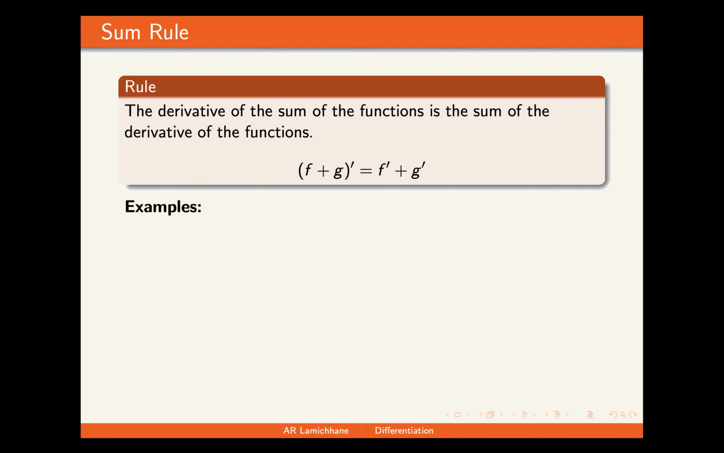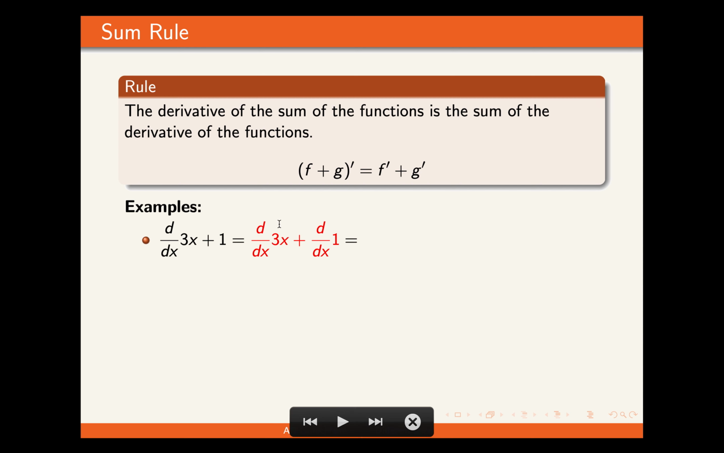Let's try to see some examples. Let's assume that our goal is to find the derivative of the function 3x plus 1. Then you can clearly see there are two functions. Let's say function f is 3x, and let's say function g is 1, and then 3x plus 1 is the sum of these two functions. So if you want to find the derivative of this function, then we can use this sum rule. Let's find the derivative of 3x, and let's find the derivative of 1, and then whatever comes up, add them together.